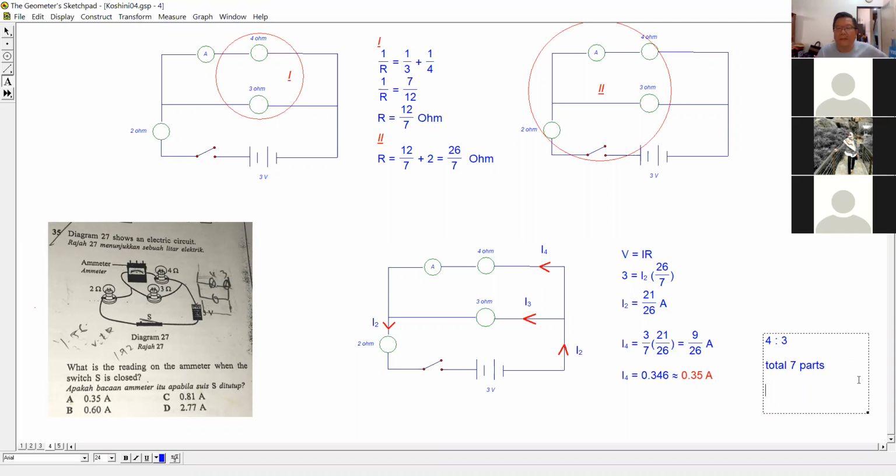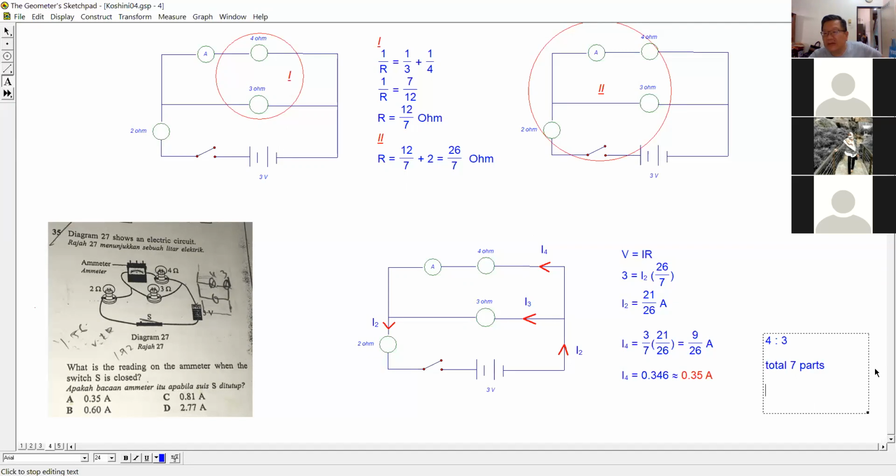Now if you look at this, I2 is split up into I4 and I3. How much goes to I4, how much goes to I3? They will go according to the ratio of the resistance. This part here is 4 ohms, this part here is 3 ohms. So the current will split up accordingly. The 4 ohms having a greater resistance, less current will flow. The 3 ohms having a smaller resistance, more current will flow through.